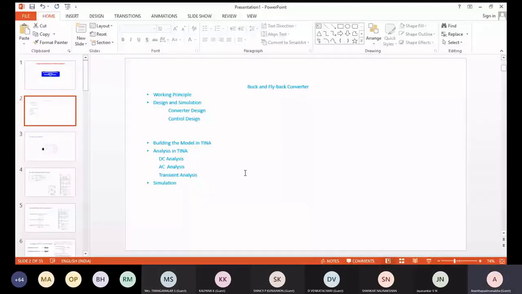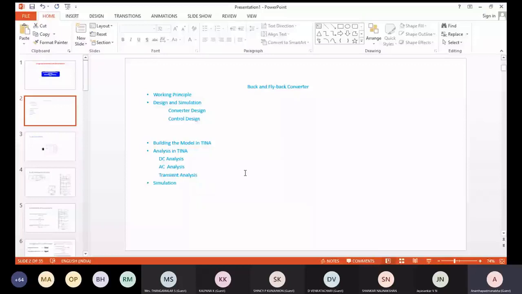Today's presentation includes these many topics. Basically, I am going to discuss the implementation of buck and flyback converters, which are very common as far as solar power systems are concerned. That means how to implement these two in TINA design software. But to implement that in TINA software, a little bit of background is required, which I am going to handle now.